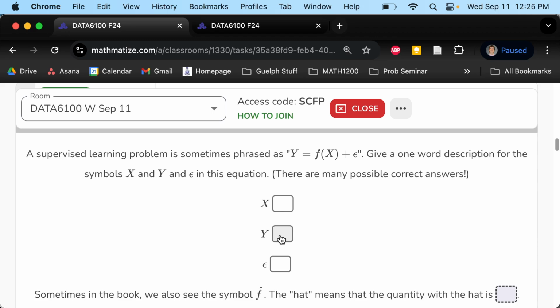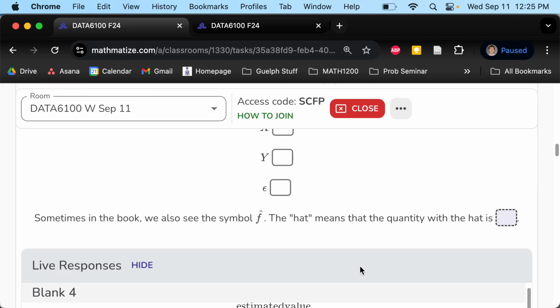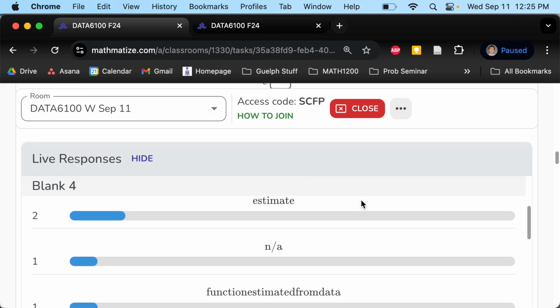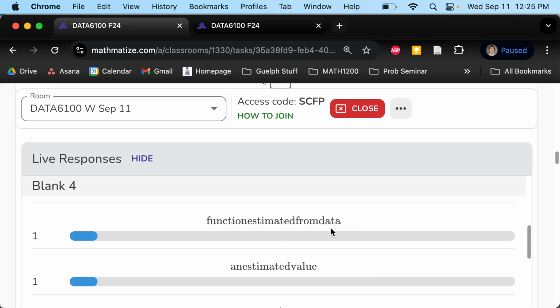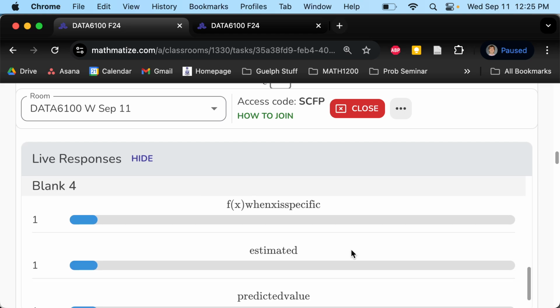A good example would be y hat. Y, remember, was the output. Y hat would be our predicted output. Right? What grade do we think the student will get, given how many hours they work? That would be like a y hat. So very good answer here. Estimated, predicted, estimate. Functions estimated from data. These are all right. So you guys figured that one out. Okay.